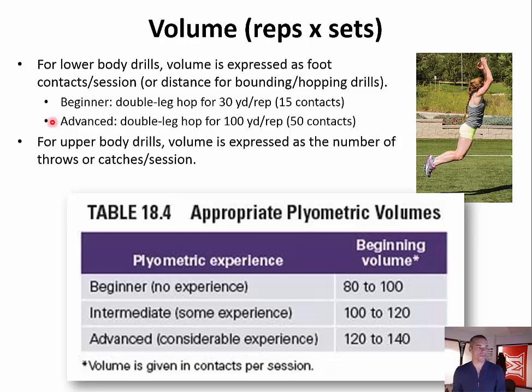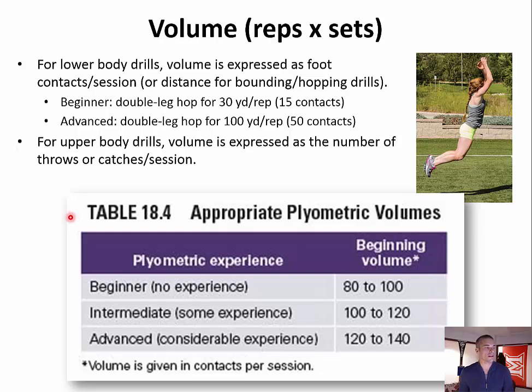For an advanced athlete, you may have them perform the exact same exercise, the double leg hop, but for a longer distance, this time 100 yards per rep. And again, assuming the same distance is covered of 2 yards per hop or bound, that would result in a total of 50 contacts. For upper body drills, plyometric volume is typically expressed as a number of throws or catches per workout.